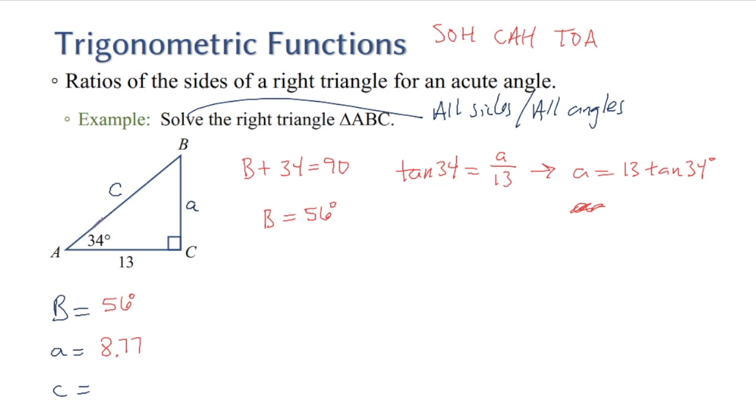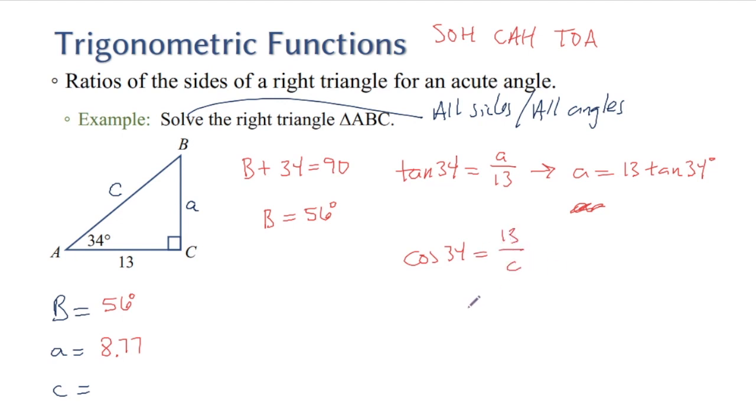So looking at 34, if I want to deal with C, that's the hypotenuse, and 13 again is the adjacent. So I want to pick a trig function for 34 that has the adjacent and the hypotenuse. In this case, cosine. So I'm going to say that the cosine of 34 degrees is going to be equal to the adjacent 13 divided by the hypotenuse C.